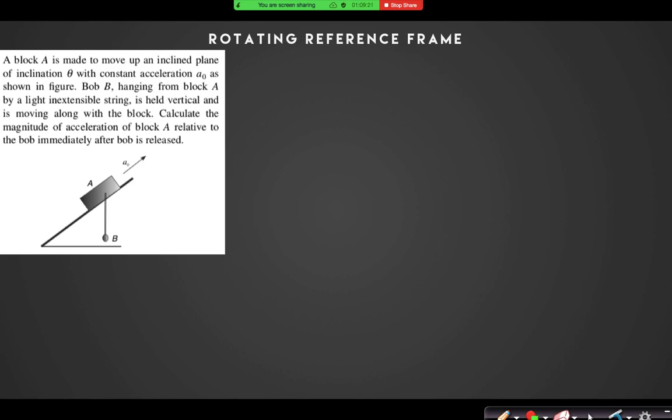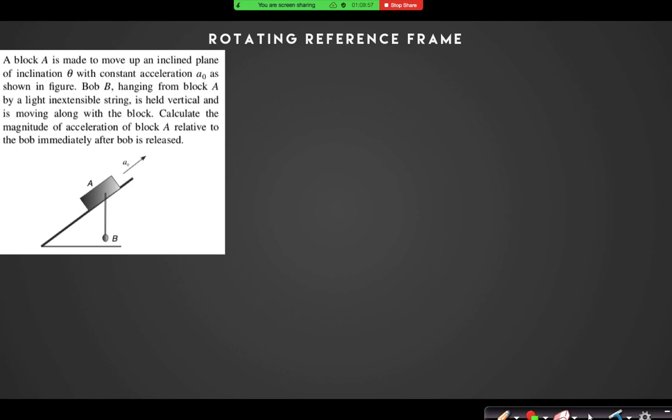Yes, sir. A block A is made to move up an inclined plane of inclination theta with constant acceleration a0, as shown in the figure. Bob B hanging from block A by a light inextensible string is held vertical and is also moving with the block. Calculate the magnitude of acceleration of block A relative to the bob immediately after the bob is released.